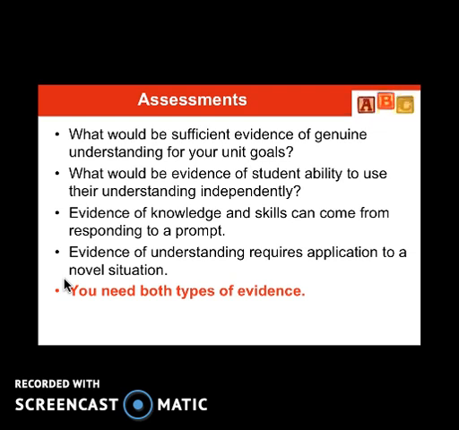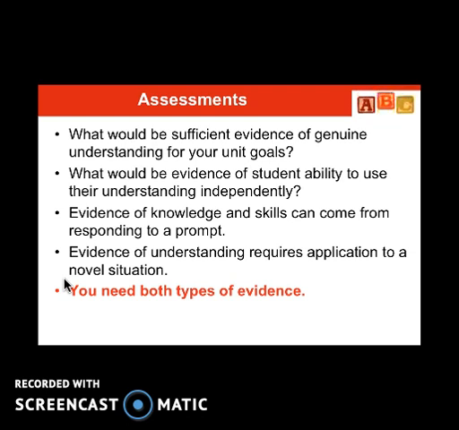And the reason to do that is to understand that students don't always do everything well. And so you want to make sure you can assess them in a way that shows you their understanding. And then you also need to make sure that there's evidence of knowledge and skills, as well as evidence of understanding.